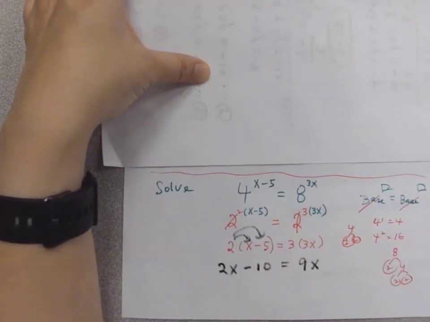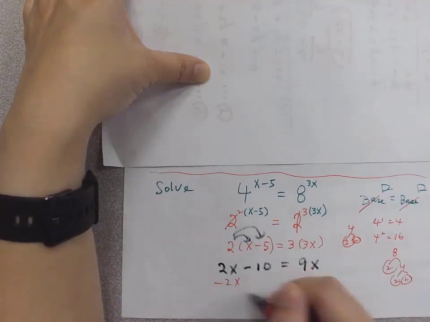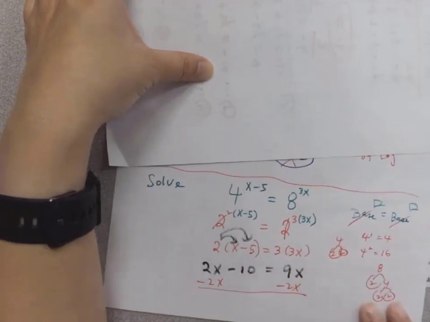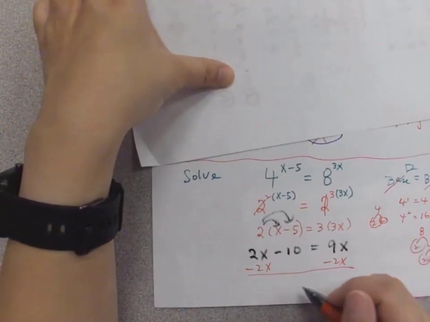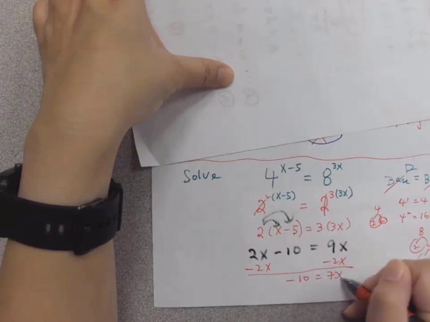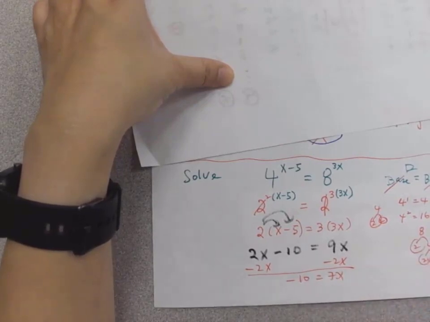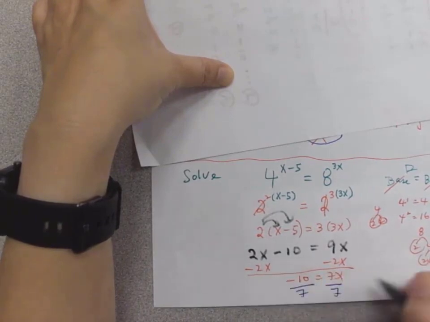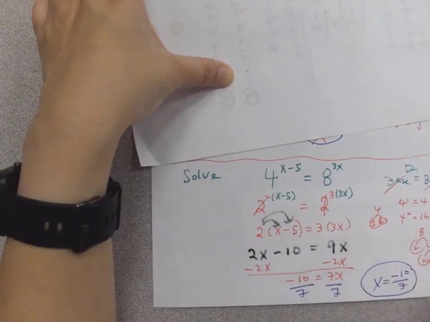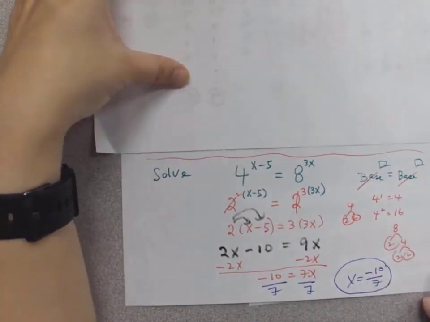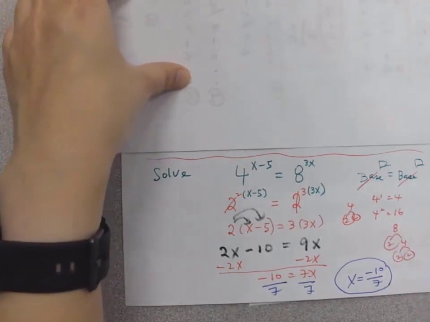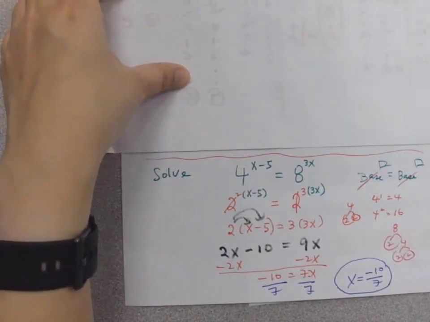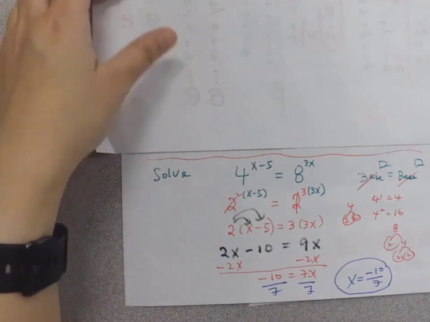Is that okay? And then subtract the 2x. Negative 10 equals 7x. So x equals negative 10 over 7. Is that okay for everybody? Alright, so this one is changing both sides to the same base. Any questions for that? Okay.